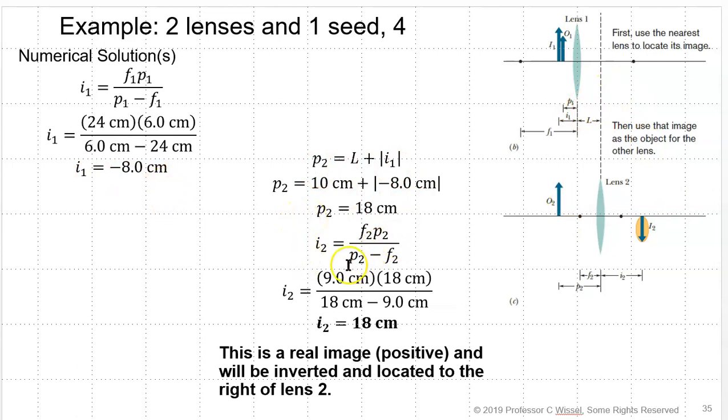I2 would be F2 P2 over P2 minus F2, and we plug in our numbers here, being careful with everything. And we notice that I2 is 18 centimeters, and it's going to be over here. It'll be a real image. It's positive, will be inverted, and located 18 centimeters to the right of lens 2.